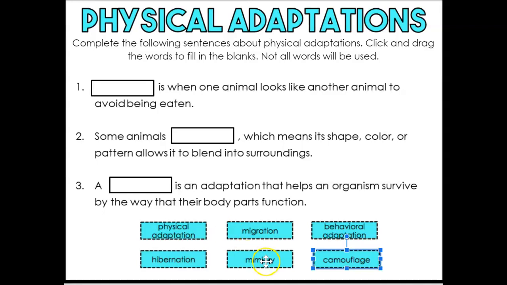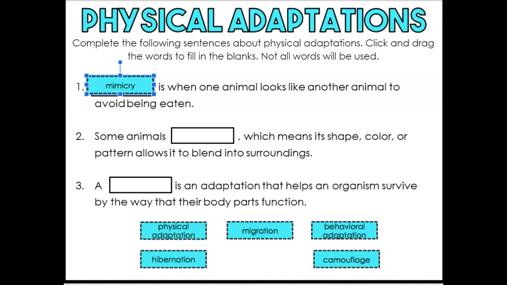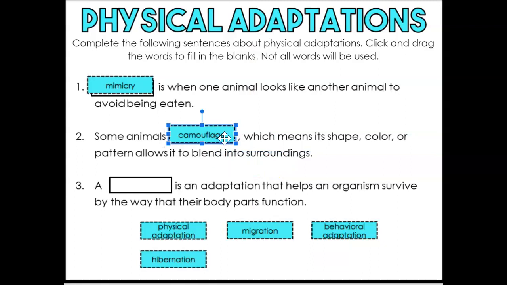Number 1, mimicry is when one animal looks like another animal to avoid being eaten. Think about any animals that you might know that mimic other animals. Number 2, some animals camouflage, which means its shape, color, or pattern allows it to blend into surroundings. Camouflage.